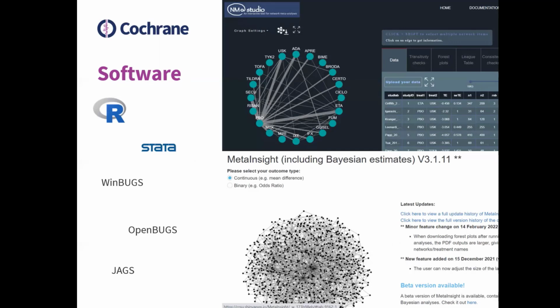There is a webinar for each part. So there's a webinar on creating the protocol and trying to specify your question. There's a webinar on MetaInsight, a webinar to use CINeMA, which I'll go on to talk about, and a webinar on GRADE. And then we did a webinar on editorial considerations as well. So depending on where you're up to in the process of the network meta-analysis, that should hopefully be able to answer your questions.